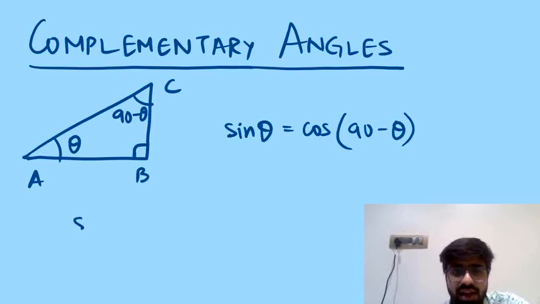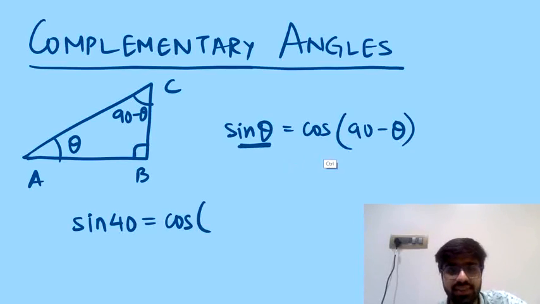So say for example I ask you what is sine 40. If you want to write it in terms of cos, you can say sine theta is cos of 90 minus theta. So you can say this will be cos of 90 minus 40, that is it will be cos 50.